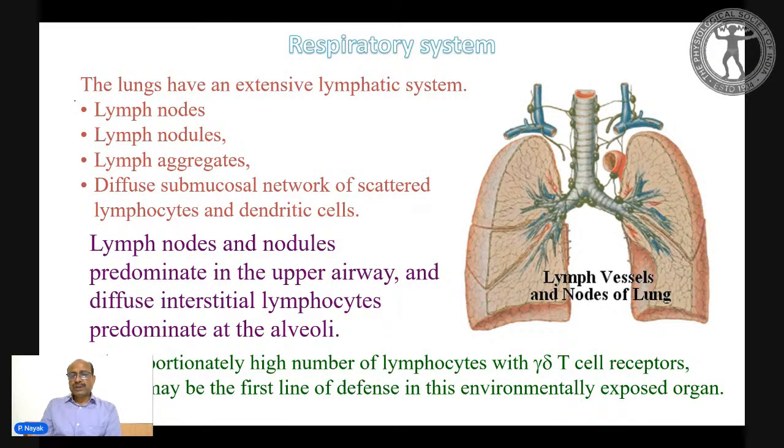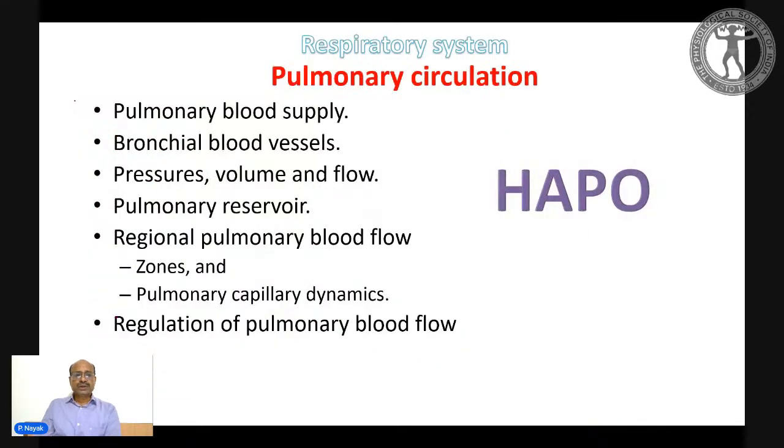In lungs, we have a very highly extensive lymphatic system. I'm not going into detail of this. So to sum up, we have discussed the pulmonary blood supply, pulmonary blood vessels, pressure, volume and flow, pulmonary reservoir, zones, pulmonary capillary dynamics, and the regulation of pulmonary circulation.